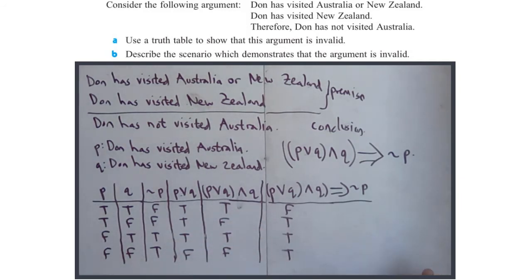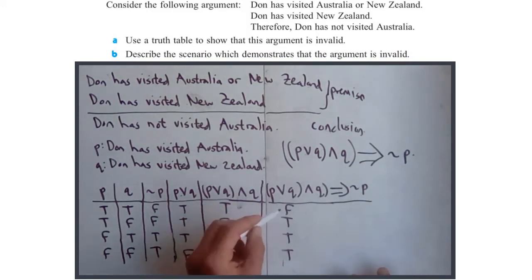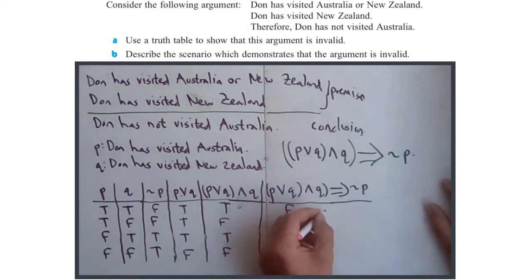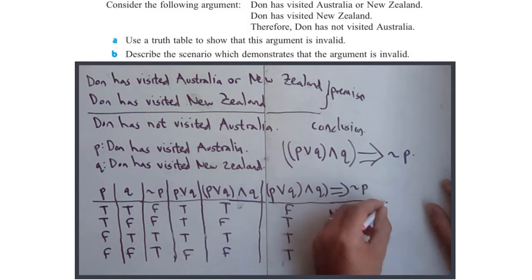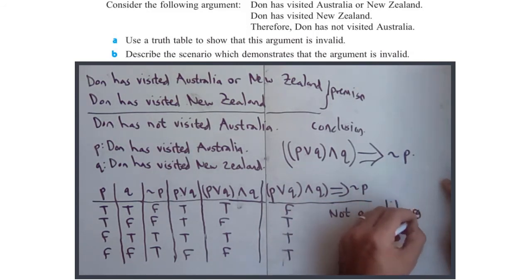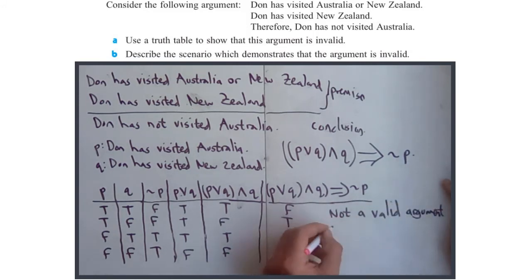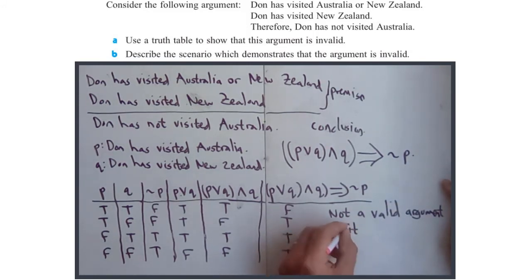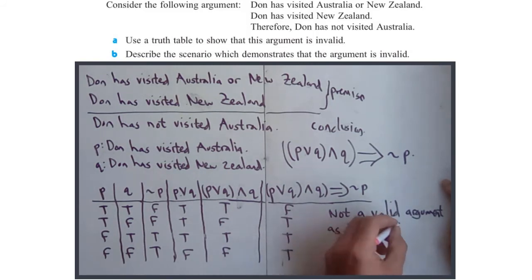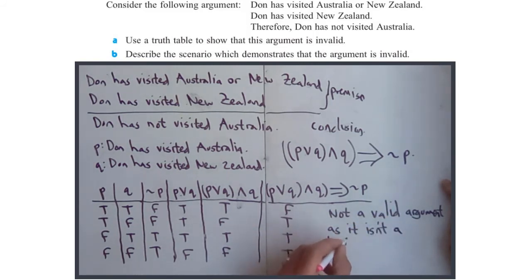So now we can answer the question: is it a valid argument? No, it is not valid. For this to be valid, you need all of these to be true, which is called a tautology. So it's not a valid argument, as it isn't a tautology. Okay, so that was the end of part A.